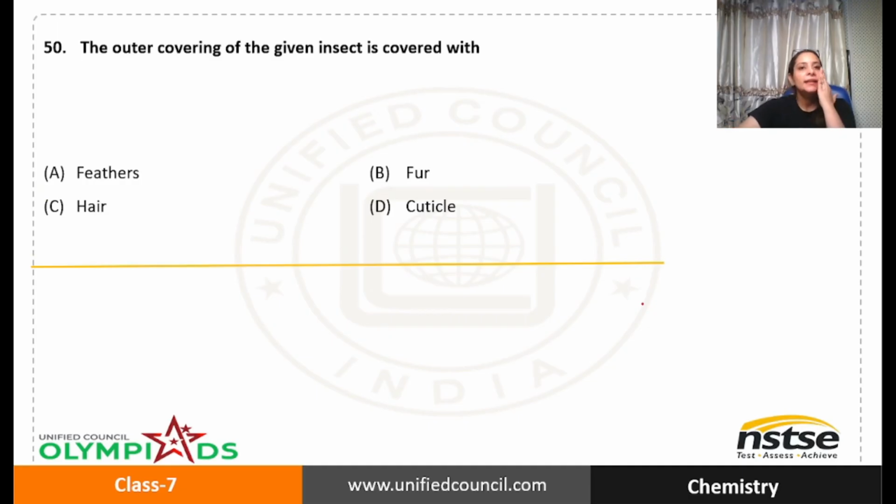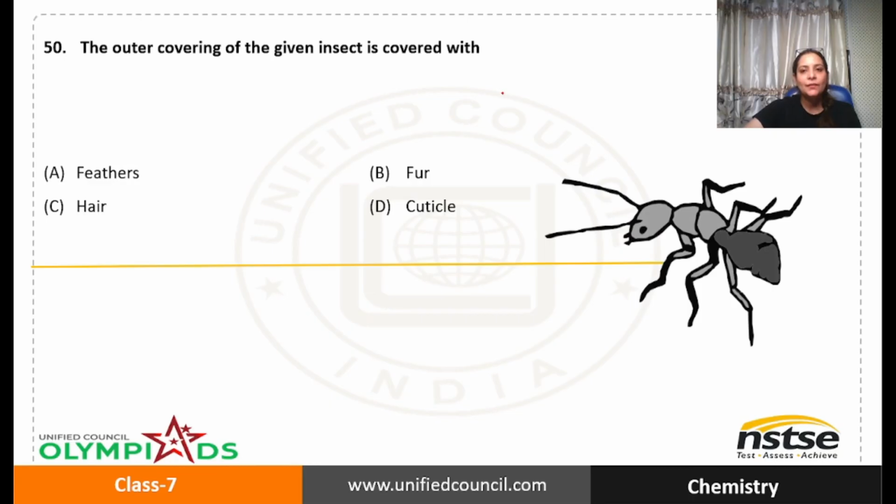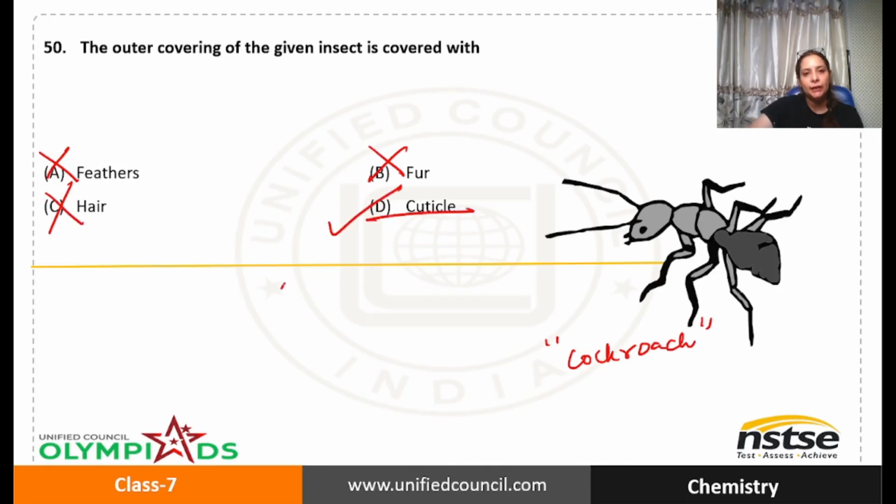Next question. The outer covering of the given insect is covered with. You have this insect. I think you can recognize it. Yes, it's a cockroach. So its body is not covered with feathers, it's not covered with fur, it's not covered with hairs. Rather, it is covered with cuticle. Cuticle is a layer which forms the exoskeleton, that is the outer covering. So option D is the correct answer.